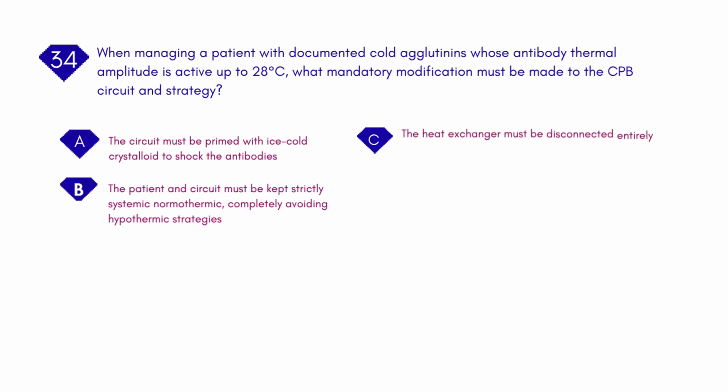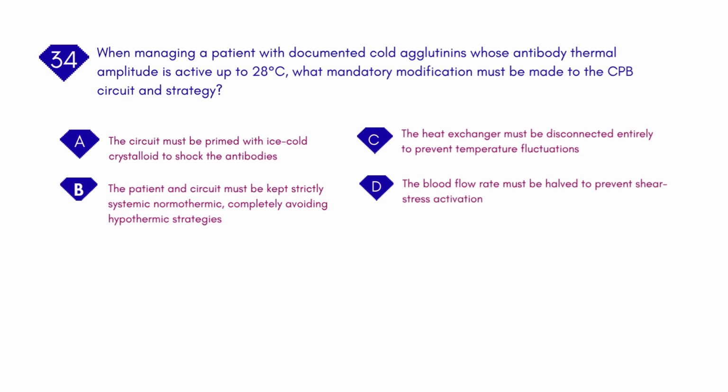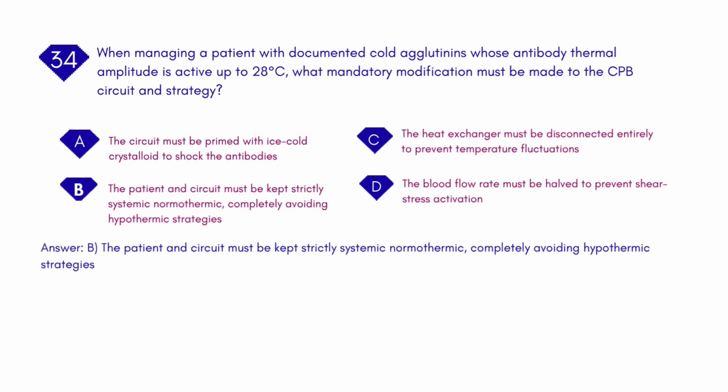C. The heat exchanger must be disconnected entirely to prevent temperature fluctuations. D. The blood flow rate must be halved to prevent shear stress activation. Answer: B. The patient and circuit must be kept strictly systemic normothermic, completely avoiding hypothermic strategies.